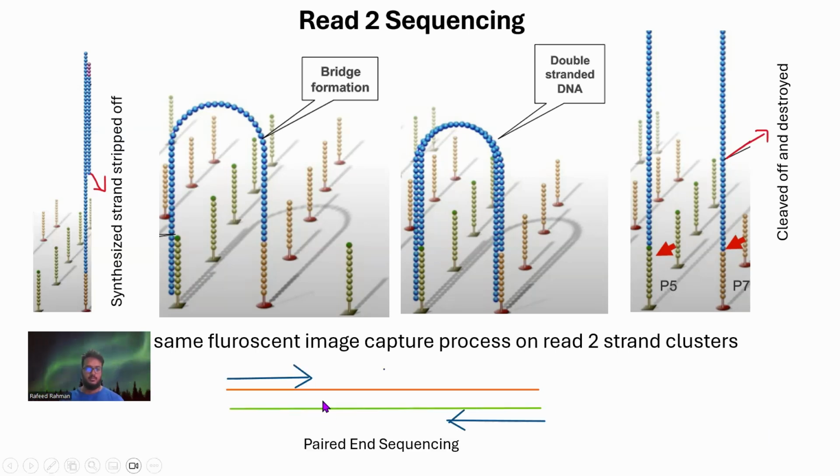This is called paired end sequencing. Let me clarify what this means. If this is the original double-stranded fragment, maybe the forward strand is the orange one and the reverse strand is the green one. We have successfully sequenced the forward strand's 5' to 3' part, and also the reverse strand's 5' to 3' part.